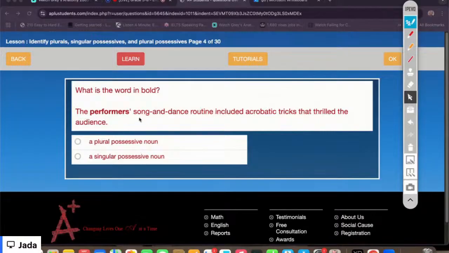All right, so we have the performance, song, and dance routine included aerobatic tricks that thrill the audience. So just like performance over here, it comes with S. So it's already in the plural form, and you have the apostrophe after the S. So this is also a plural possessive now. Okay?